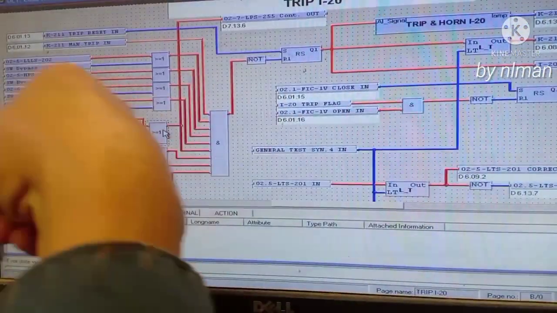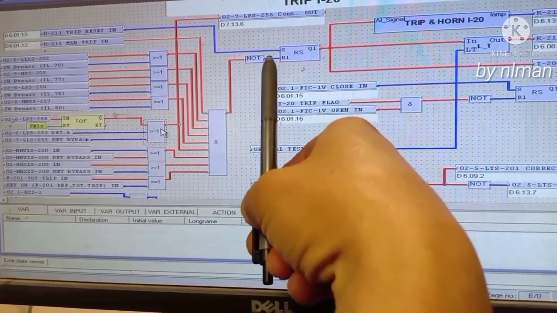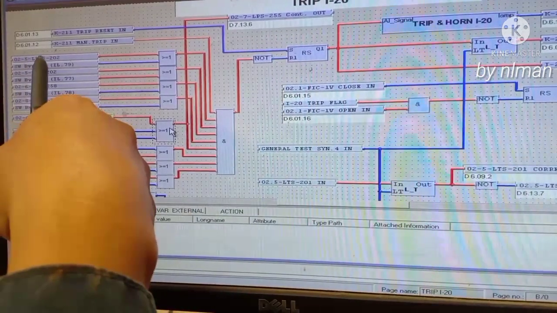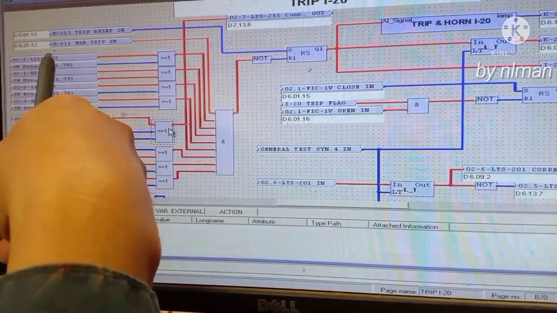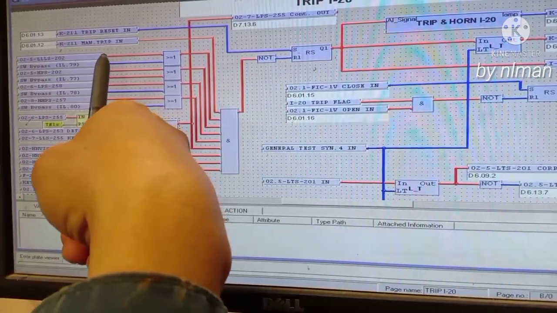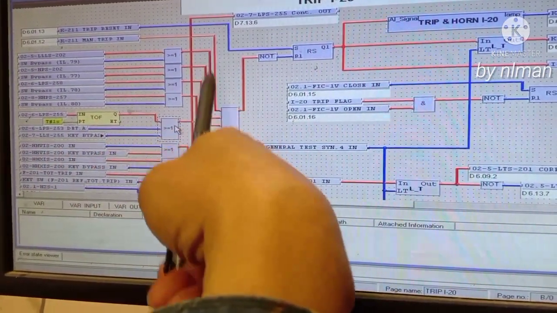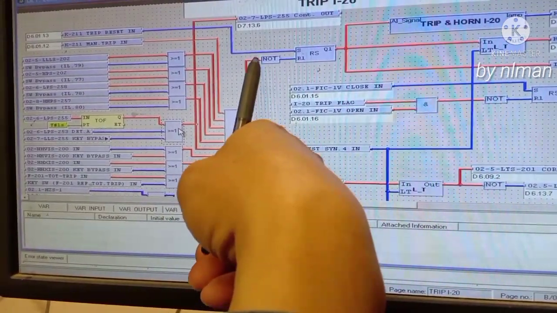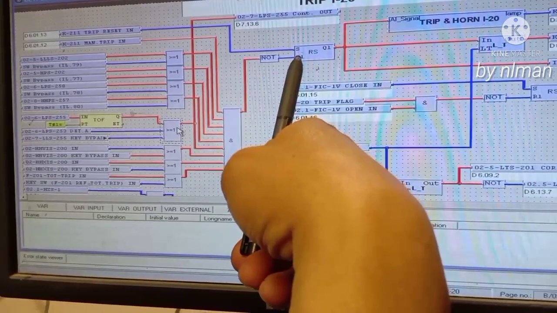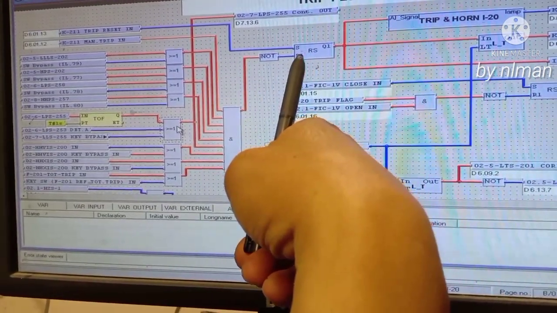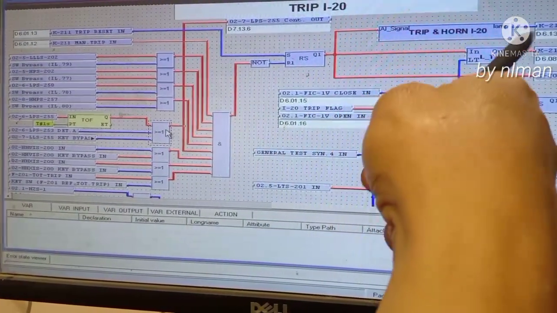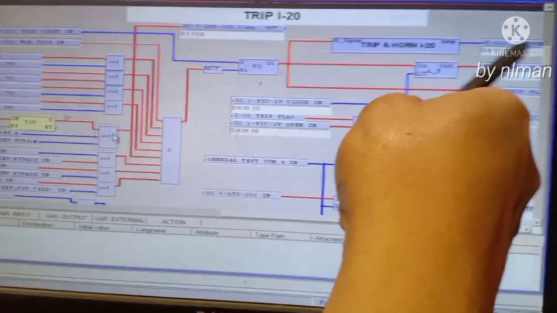As you can see, guys, if there is some problem, let's say this one goes low. If there is a low level coming here, this one will become 0. So what will happen? This one will become 1, so it will reset. It will give you an output 0, which gives you an indication of trip.